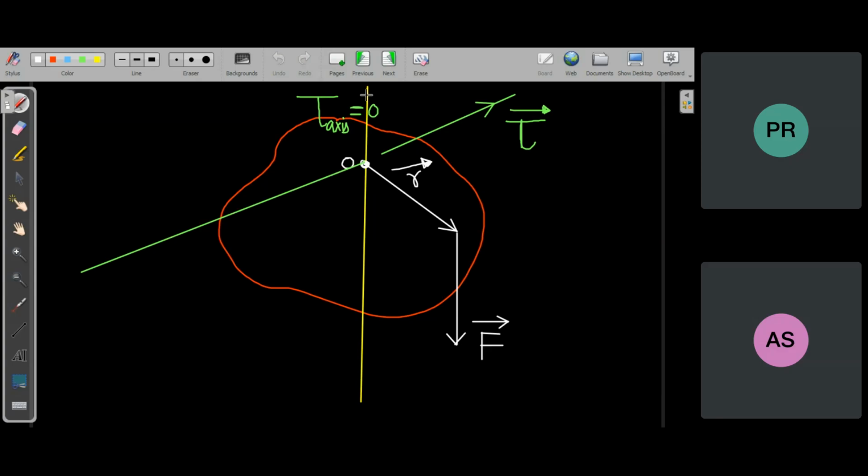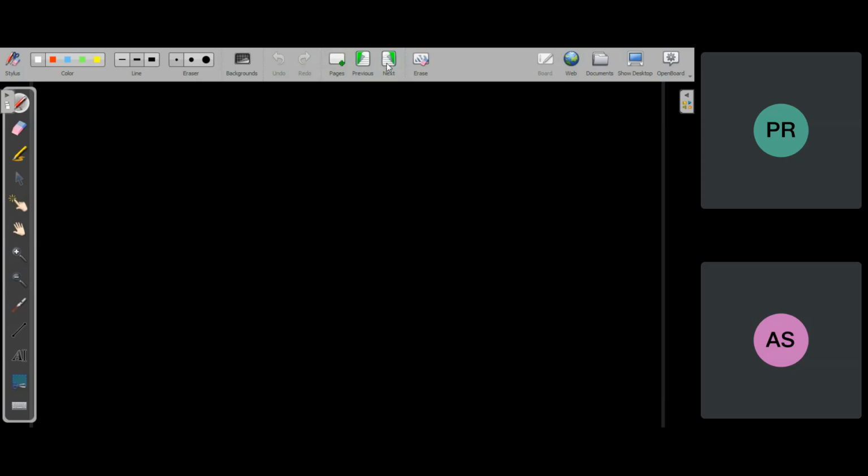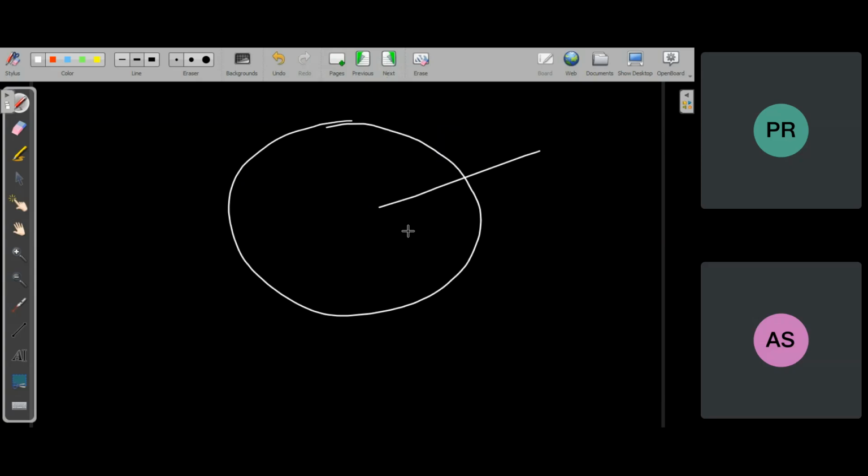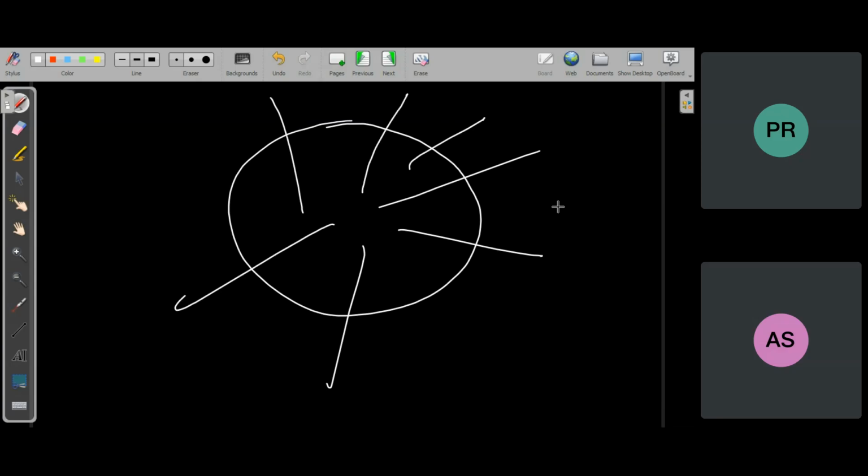In the plane you cannot define the direction. Tell me how you will define the direction in the plane. In the plane there are multiple directions. Now tell me which direction you will define. There is no unique direction. Are you getting? In the plane, there is no direction.